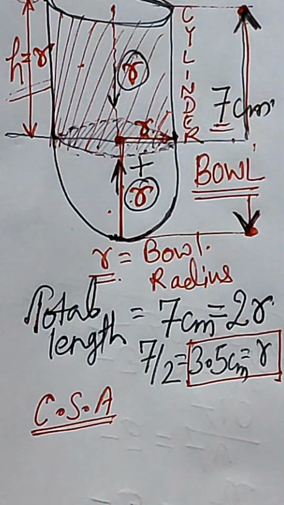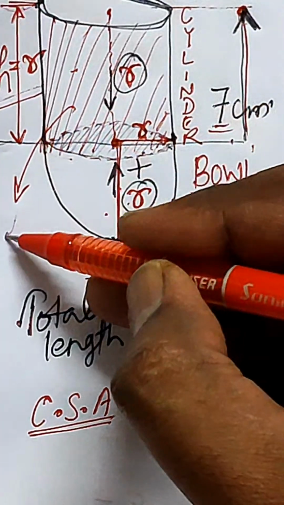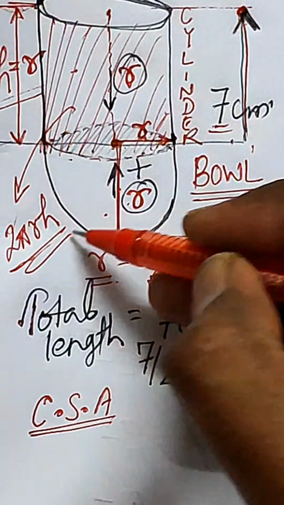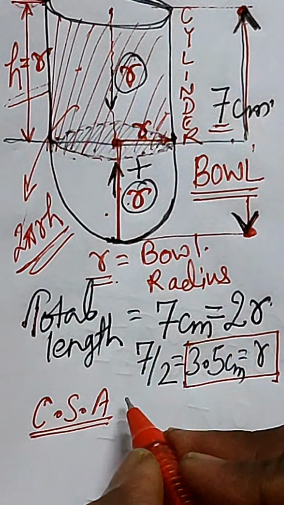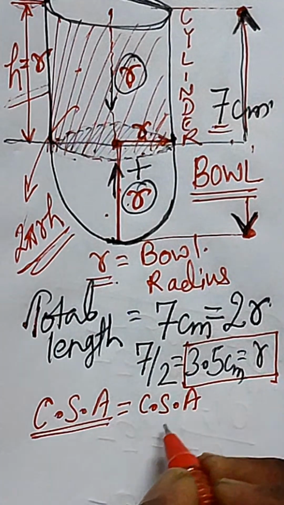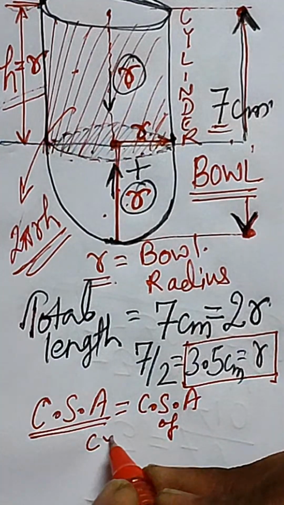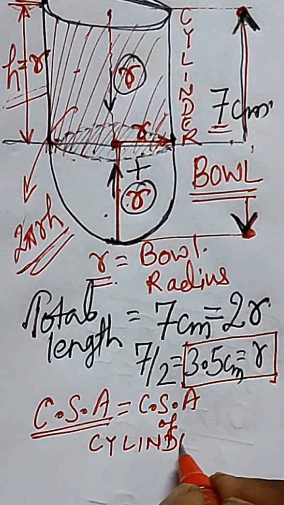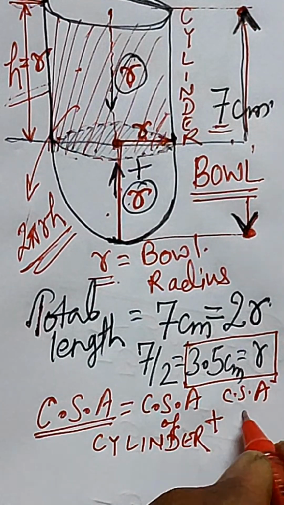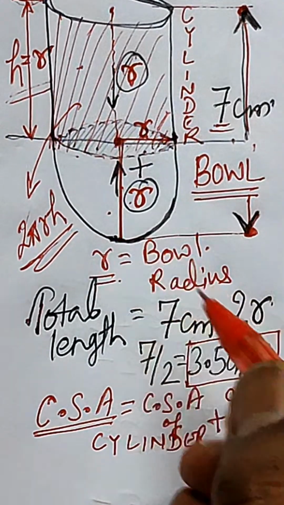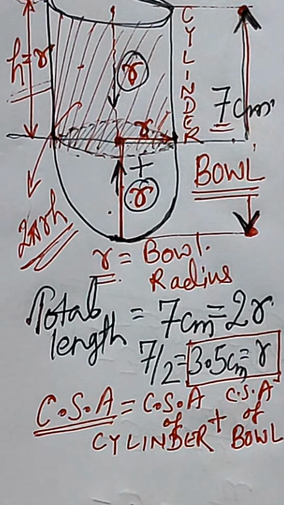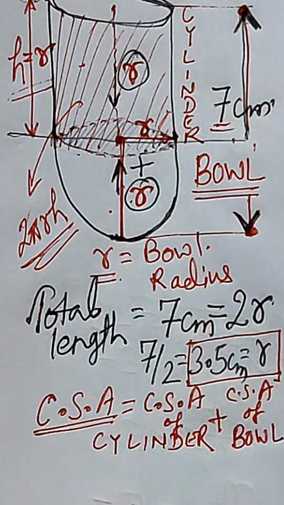Do you know what it is? This is 2 pi r h. I hope you remember this formula. So the total curved surface area will be equal to the CSA of the cylinder plus the CSA of this hemispherical bowl.